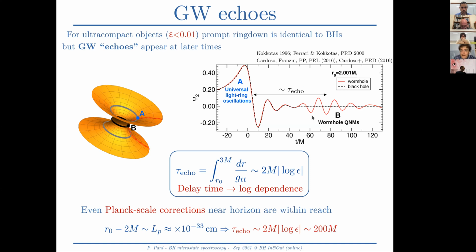If there is some reflectivity instead, part of the radiation goes back. And the majority of interest in this is due to the fact that the delay time of this radiation that goes back and forth within the potential barrier of the object scales logarithmically with this epsilon parameter, which means that even if epsilon is 10 to minus 40, as I was mentioning before, this delay time is not huge, it's something that can be probed.